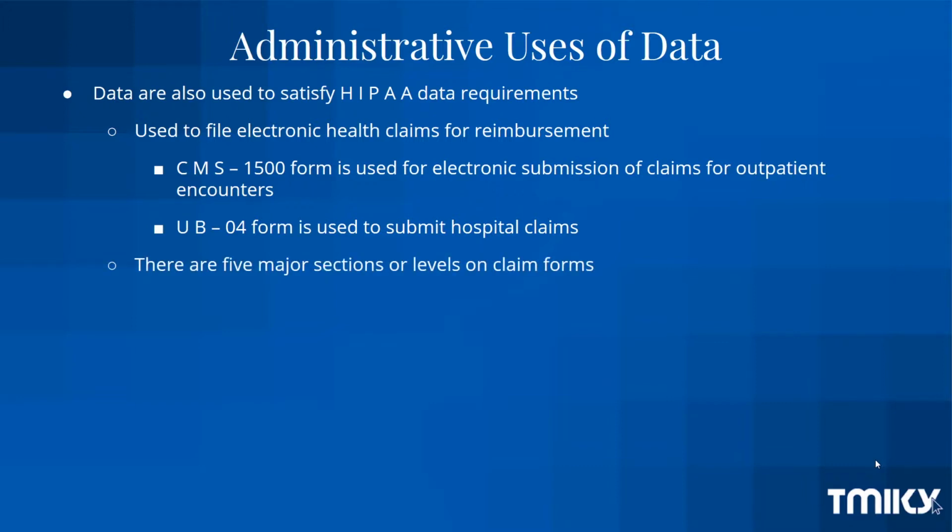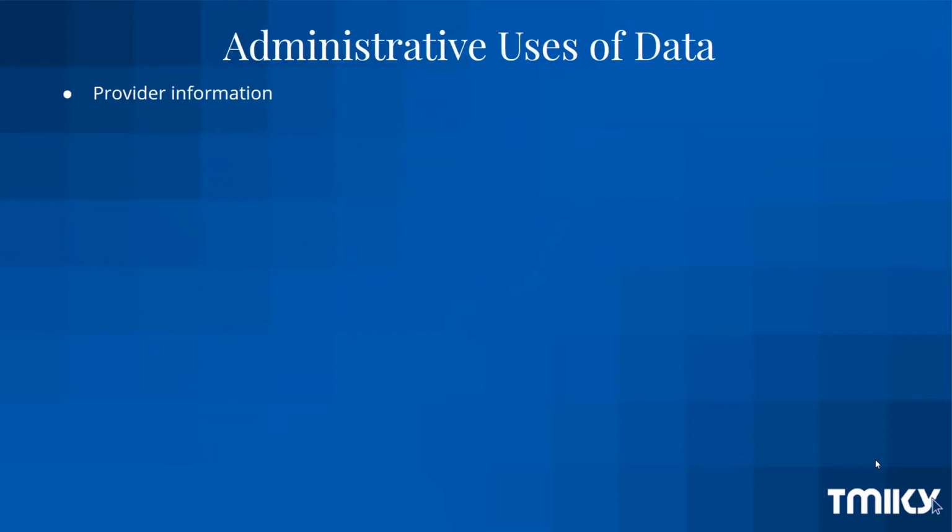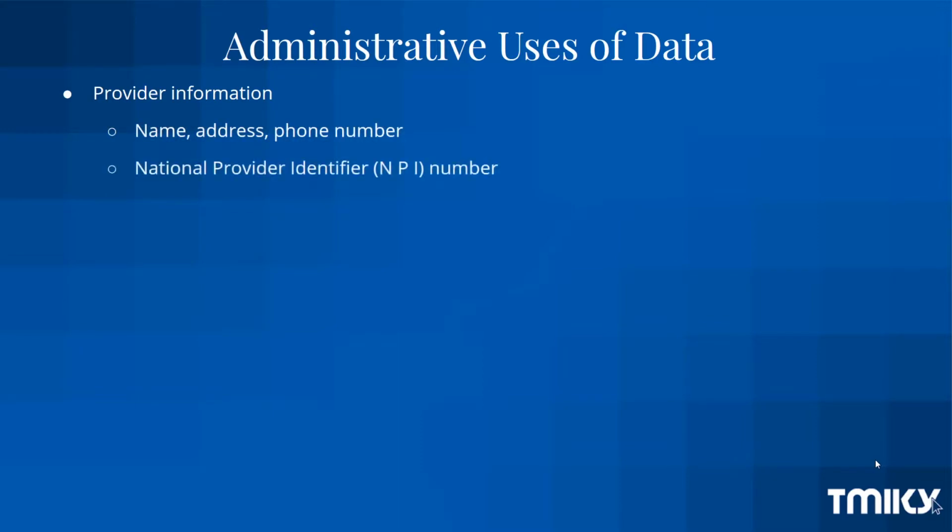There are 5 major sections or levels on claim forms: the provider information, the subscriber and patient information, the payer information, the claim details, and services. Provider information that is included is the name, address, phone number, and national provider identifier, which is a 10-digit identifier used by CMS and must be used on insurance claims to identify the care provider.